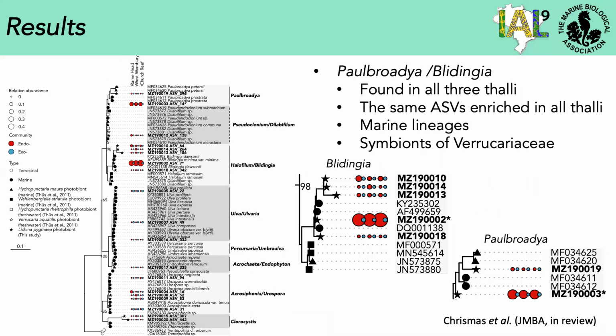The story with the green algae is slightly different. The same ASVs appear repeatedly in all three thalli, and they're both marine algae, typical of the intertidal. Both had very low abundance in the exterior of the thallus, indicating that they are a genuine component of the lichen community, rather than just being taken up from the environment. And what's interesting to note here is that both of these algae form known associations with marine lichens in the eulittoral, such as Hydropunctaria. And what we may be seeing here is evidence for photobiont sharing within the lichens of the littoral zone.